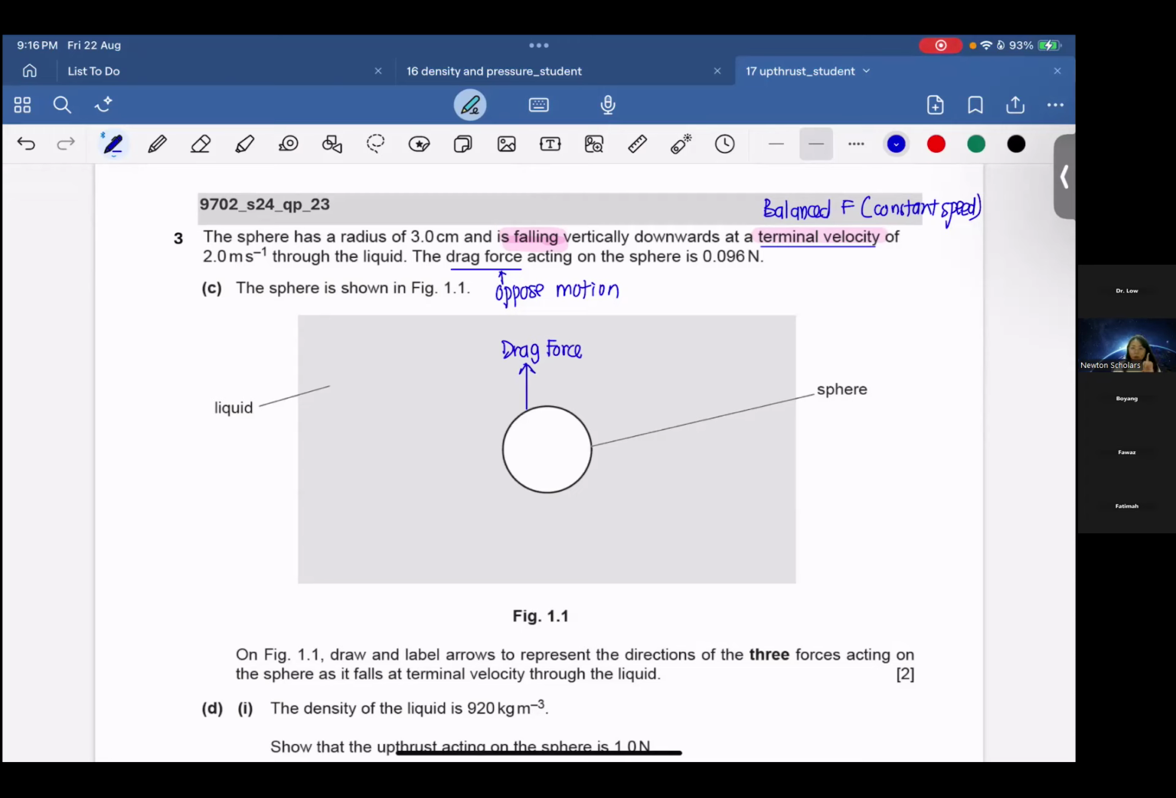Okay. Why? Because of falling. Falling going down, drag force is going up. Okay. Then here, draw and label arrows to show the direction of 3 forces. Okay, so total we got 3 forces.